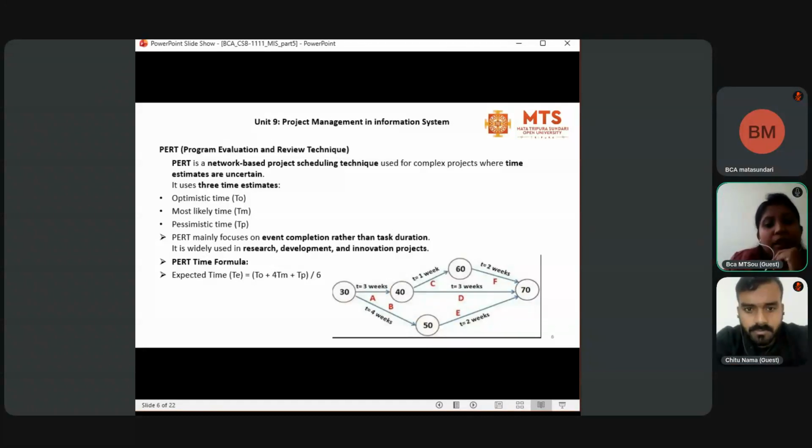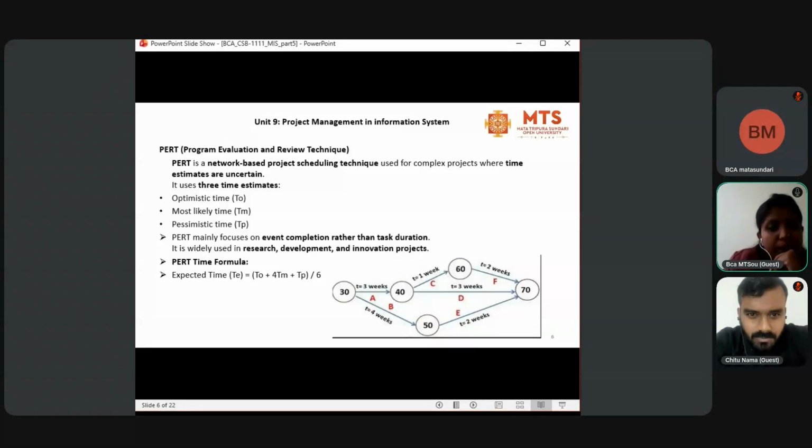Now this is PERT, that is Program Evaluation and Review Technique. PERT is a network-based project scheduling technique that is used for complex projects where time estimates are uncertain, and it uses three time estimations. First one is optimistic time, which is denoted by TO, and most likely time, that is denoted by TM, and the third one is pessimistic time, that is TP.